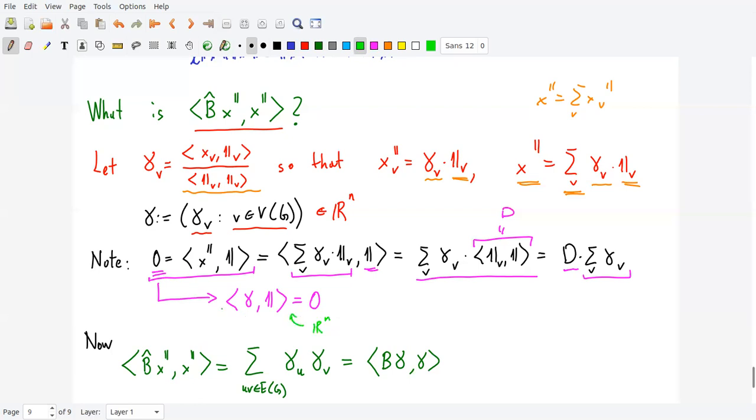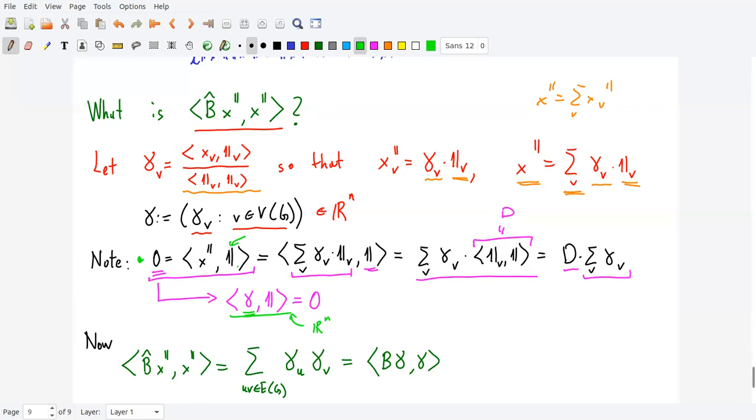So now if I rewrite this in the space corresponding to the graph G, I see that the vector of gammas is orthogonal to all ones in this space. I cheated a little bit here, because in this estimation, this is a vector of all ones on the space corresponding to G zigzag H.